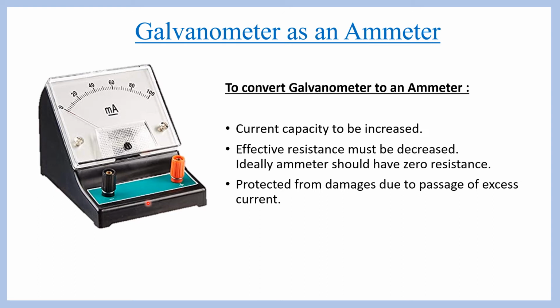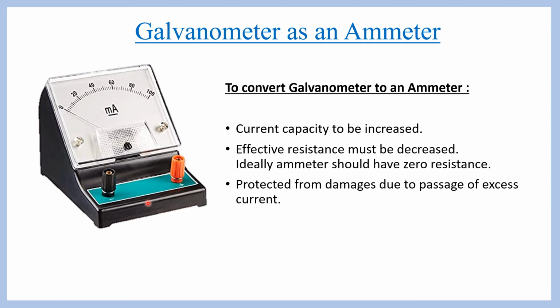And you know, when we are using an ammeter to measure the current, how do we connect it in the circuit? It is normally connected in series with the circuit. So if you are connecting it in series with the circuit, the resistance of the ammeter has to be minimum. In an ideal case, an ideal ammeter should have zero resistance. So the resistance of the galvanometer has to be so adjusted that its resistance is minimum, so that it will be converted into an ammeter.